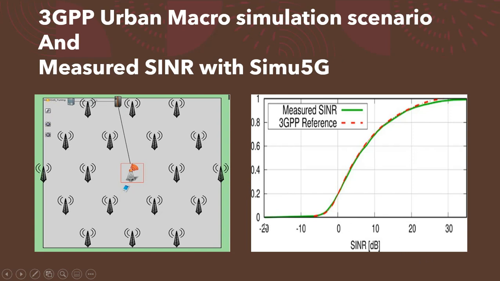We assume DL traffic and each user receives 240 kilobytes per second of constant bit rate traffic. The values in the following charts are obtained by averaging independent repetitions, with confidence intervals. The main simulation parameters are summarized. This shows the CDF of the SINR measured using the scenario in the 3GPP macro scenario.